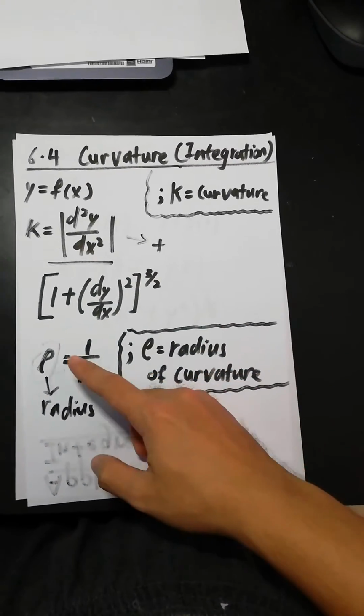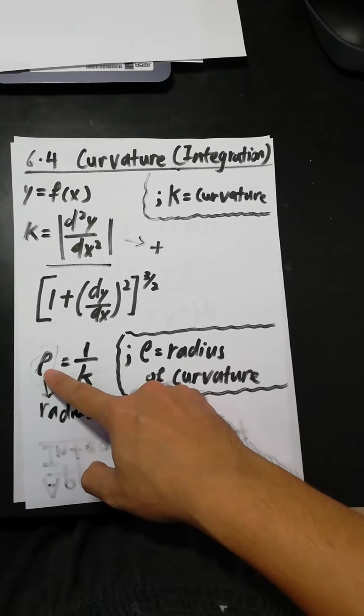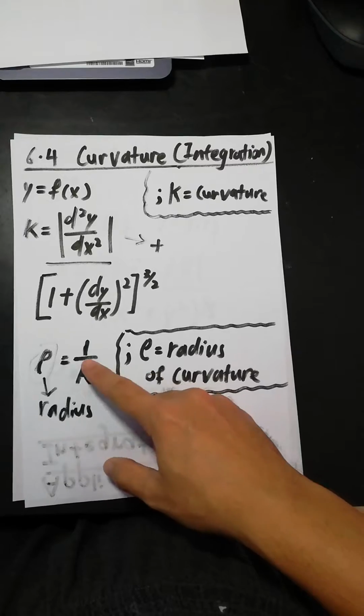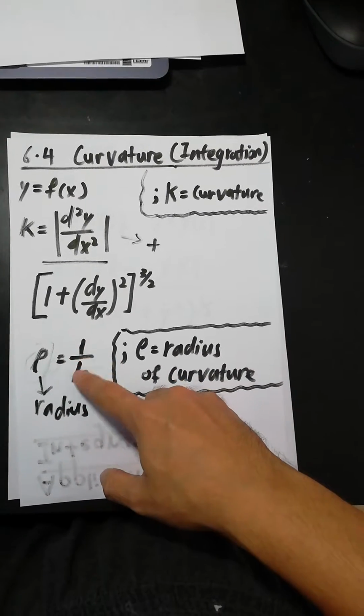This we call rho. This represents the radius of curvature, which is equal to 1 over kappa.